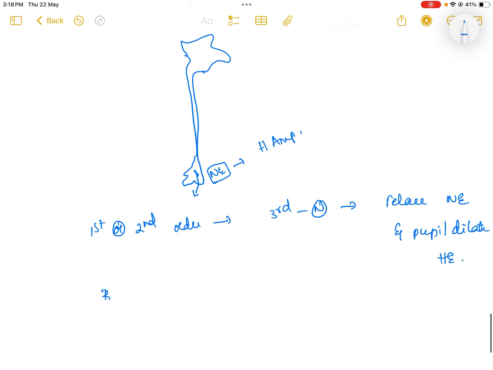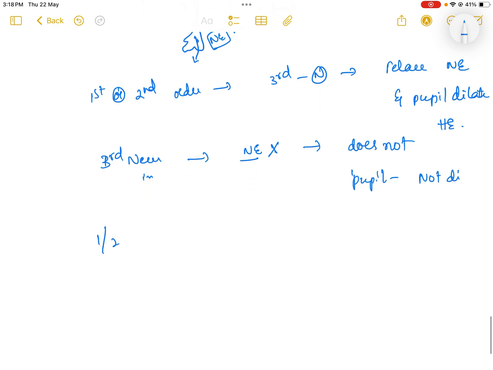If it is third order neuron involvement, then there is sympathetic denervation, so norepinephrine is absent and it does not release, and the pupil is not dilated. So this is how we differentiate first order or second order from third order neuron, but there is no test to differentiate first and second order neuron. This is about Horner syndrome.